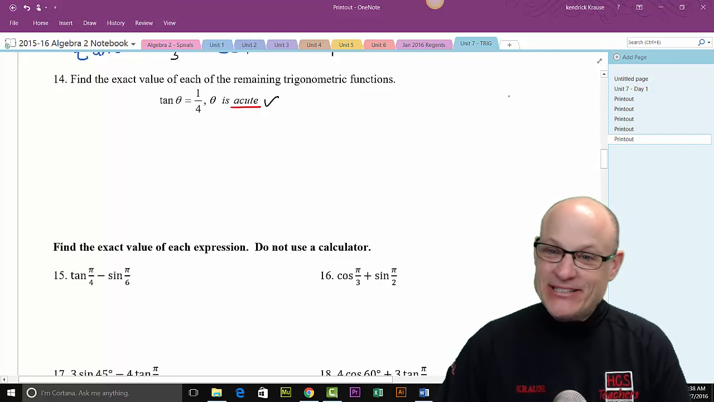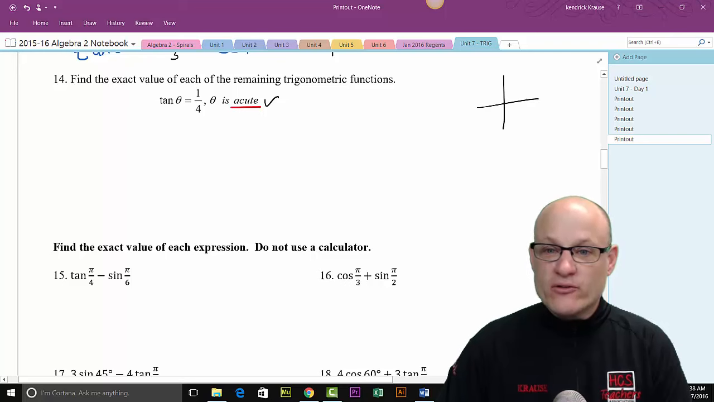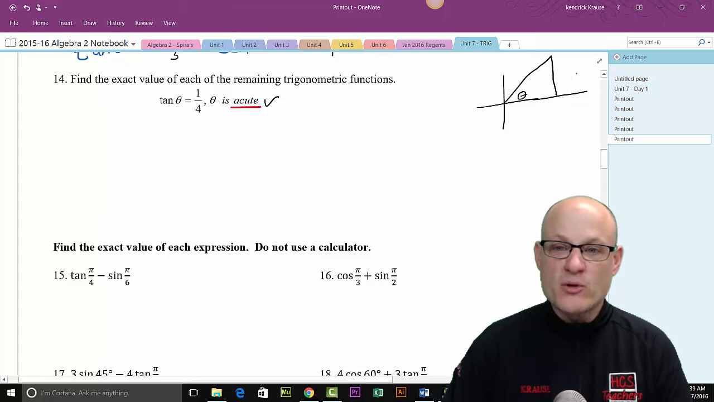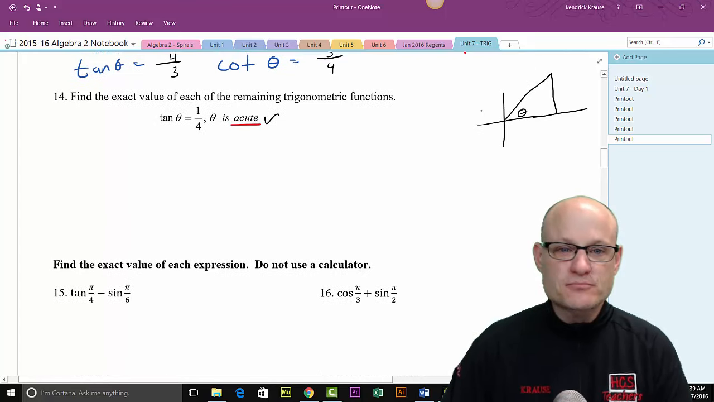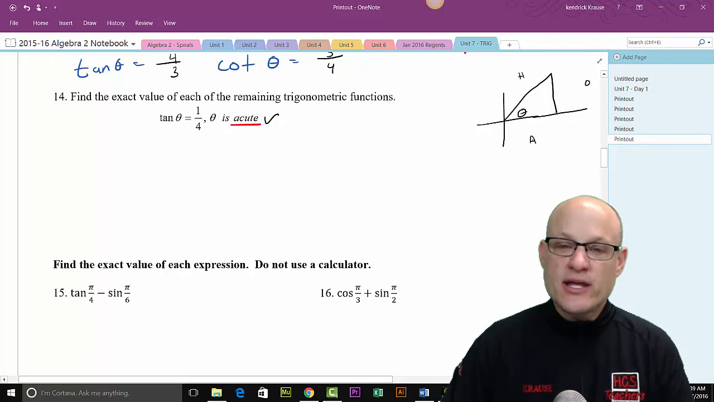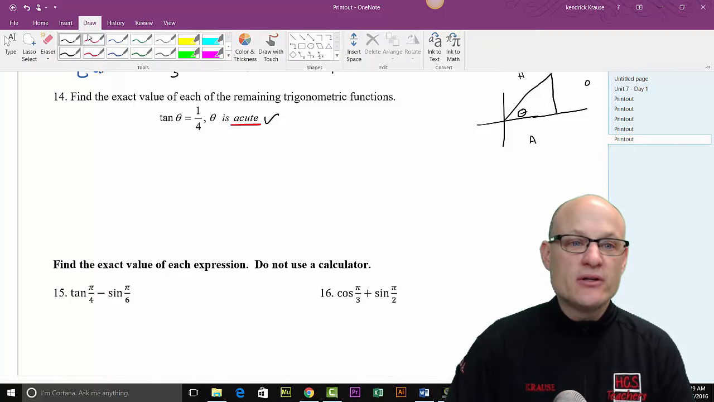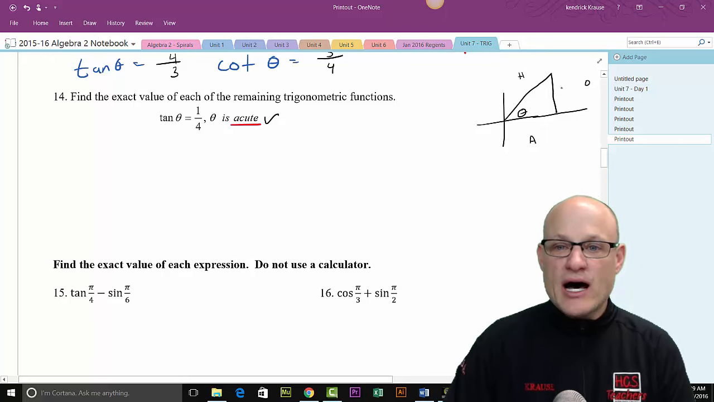Cute little angles are always in the first quadrant. And you got to draw it with the x-axis. This is my angle. Always has to be drawn with the x-axis. And I was told that tangent, wait, hold on a second. This is opposite. This is hypotenuse. This is adjacent. Tangent is opposite 1 over adjacent 4.